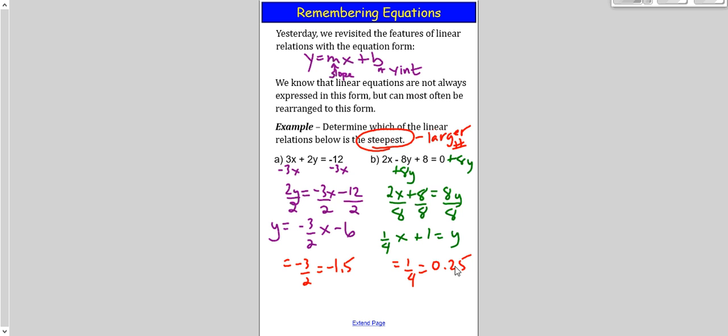So 1.5 and 0.25. Which number is bigger, 1.5 or 0.25? And you should say 1.5 is bigger, so that's the greater than sign, than 0.25. And so to determine which equation below is steepest, A is steepest.